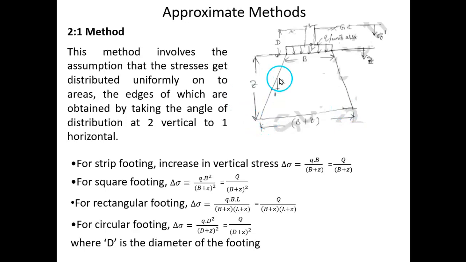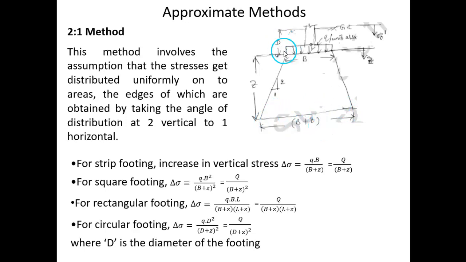If we take 2 vertical to 1 horizontal distribution, then at a depth of z below the base of the footing, the load will be acting on a width of b plus z. With the 2:1 distribution, this projection will be z by 2, and on the right side also the projection will be z by 2. So b plus z by 2 plus z by 2 becomes b plus z.